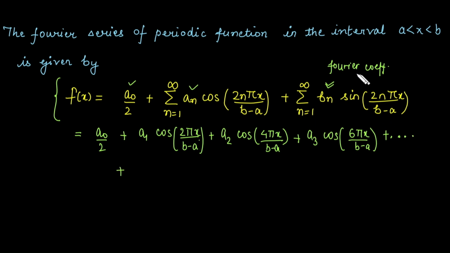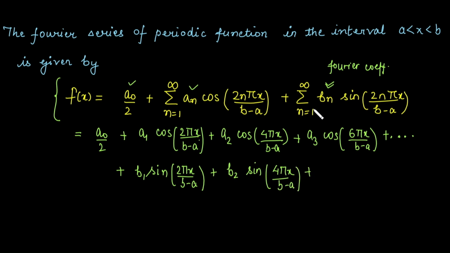plus, if you expand this one, we have b1 sine of 2 pi x by b minus a, plus b2 sine of, take n equal to 2, we have 4 pi x by b minus a, plus, take n equal to 3, b3 sine of 6 pi x upon b minus a. And again the sum continues till infinite terms. So this is how we need to find the Fourier series.